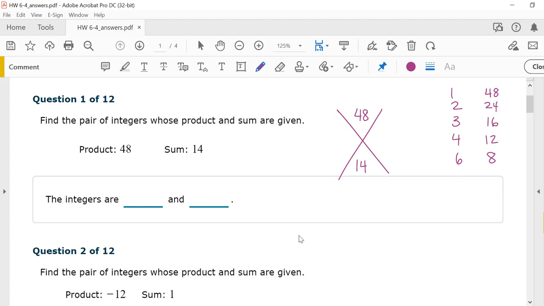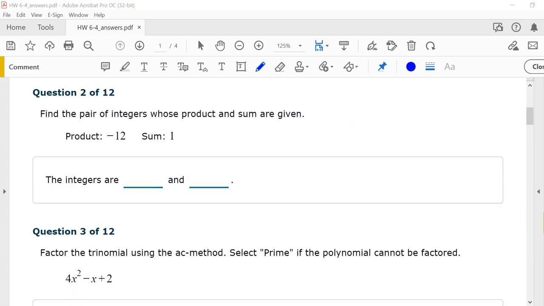If you multiply them together, you get 48. Now, 48 is positive, which means the signs here and here have to be the same. And 14 is positive, so they both have to be positive. 6 plus 8 is 14. So the factors, the integers, are 6 and 8.